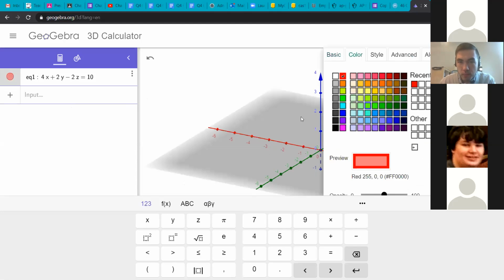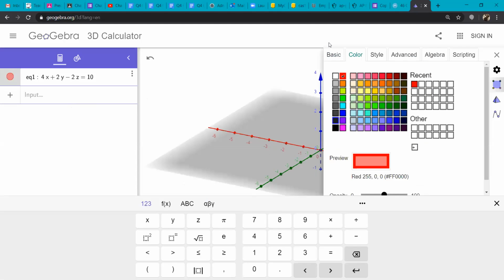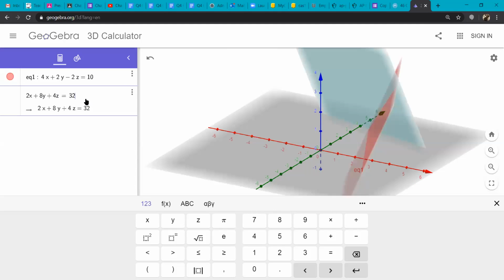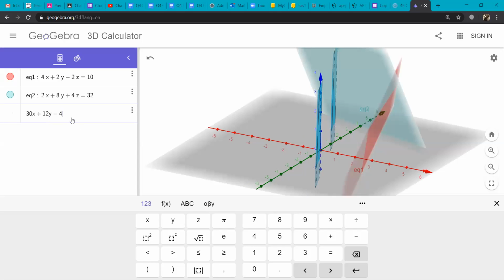Okay. Sorry, the webcam screen is in the way. I'll type in the second equation now. So our second equation is 2x plus 8y plus 4z is equal to 32. And then our third equation was 30x plus 12y minus 4z is equal to 24.